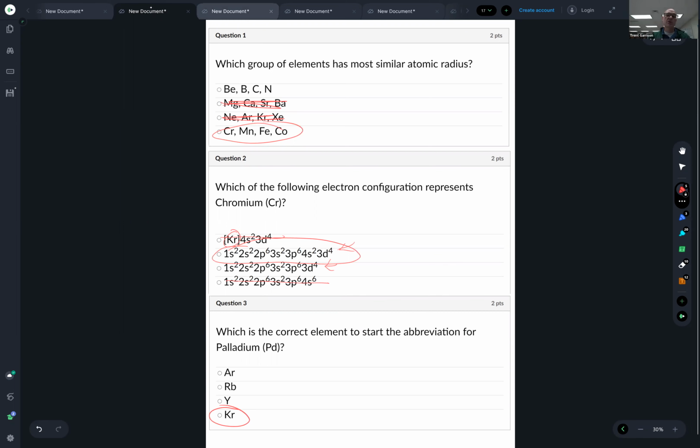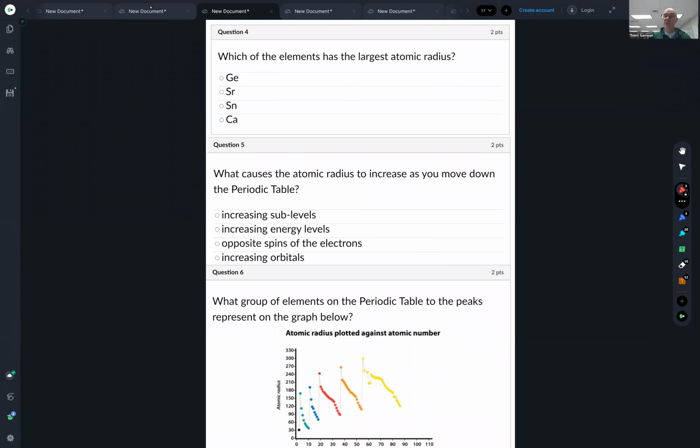Which element has the largest atomic radius? Well, it's the one that's on the furthest left, lowest of it, because the closer you get to francium, the bigger you are. So let's see, Ge is going to be over on the right side. Sr is on the left side. That is the biggest so far. Sn is on the same side, but to the right, and calcium is above that. So it is Sr, the furthest to the left, down the lowest.